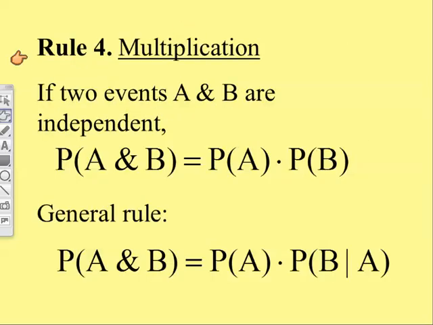Okay. So let's go on to rule number 4, multiplication. If two events, A and B, are independent of each other, they have no dependency on each other, you would say the probability of A and the probability of B, multiply the two probabilities together. In general, what you're saying is the probability of A and B is equal to the probability of A times the probability of B, given that A has already occurred. That's what this line means right here, given that. So the probability of B given that A has already occurred.